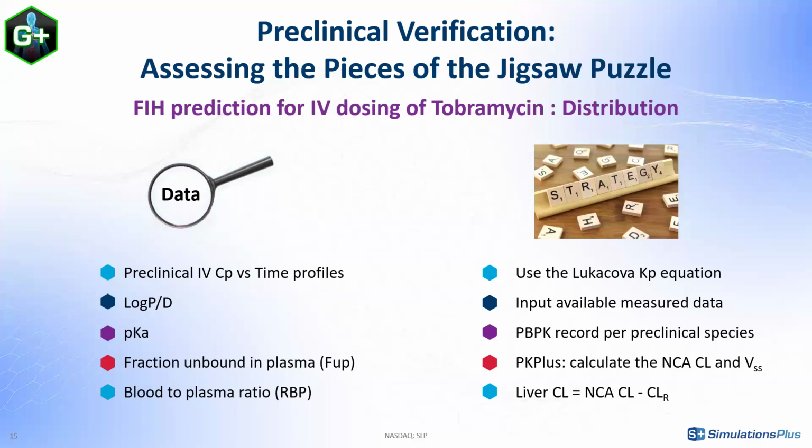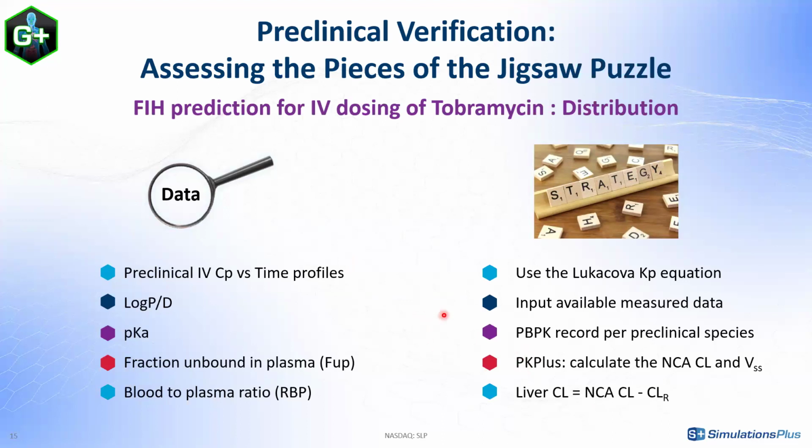Commonly available data that we will use for this task include log P, pKa, fraction unbound in plasma, and the blood-to-plasma ratio, all of which feed into the Kp equations, which is set to the Lukacova equation by default. We'll also use IV preclinical PK data to rank the success of our prediction.